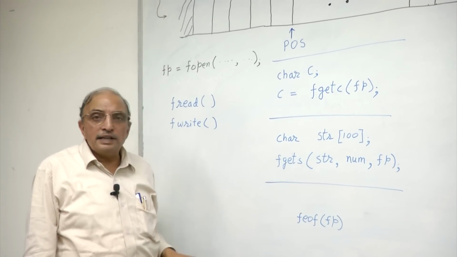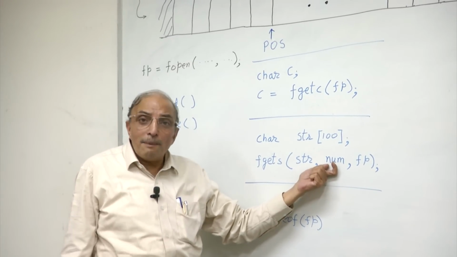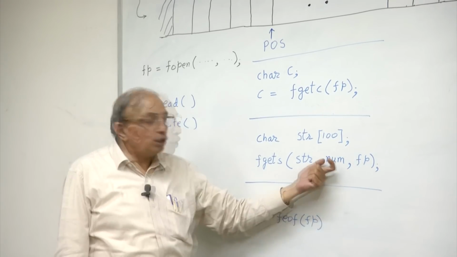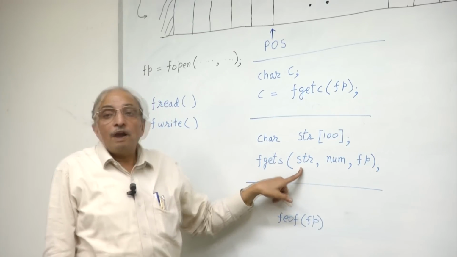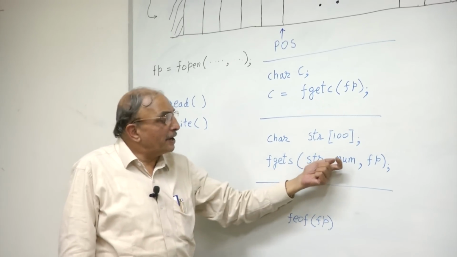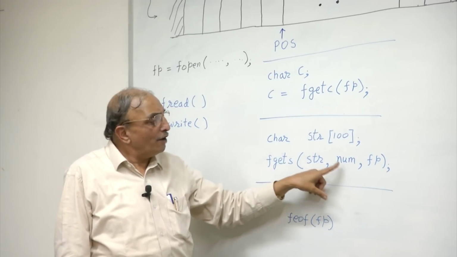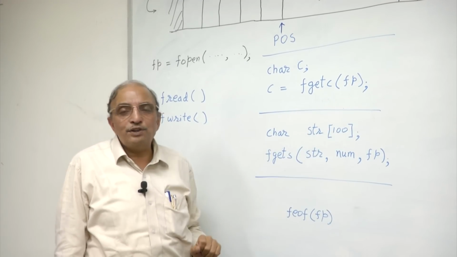What this function does is it reads num characters from the file associated with the file pointer fp and puts those characters in the string pointed to by str. Obviously, it is our responsibility to ensure that these num characters can be held in the str array, but the value of num can be less than the size of the string that you have.